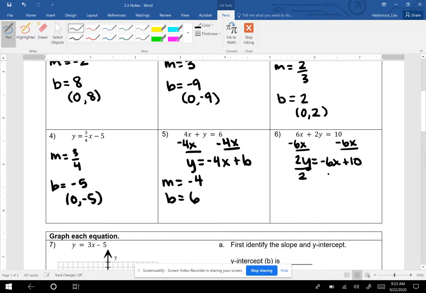Now I need to divide everything by 2 to get y alone. So this gives me y equals negative 3x plus 5. Now that y is alone, I can identify my slope. Remember, it's that number attached to x, so it's negative 3. And my y-intercept is the 5.